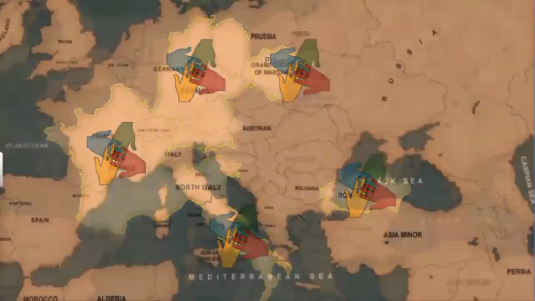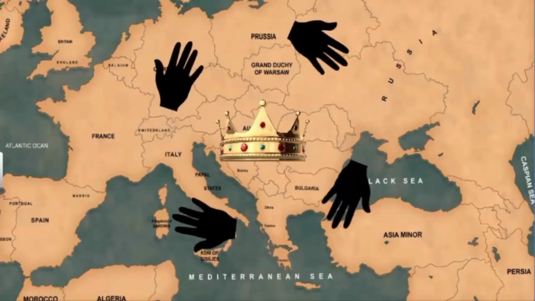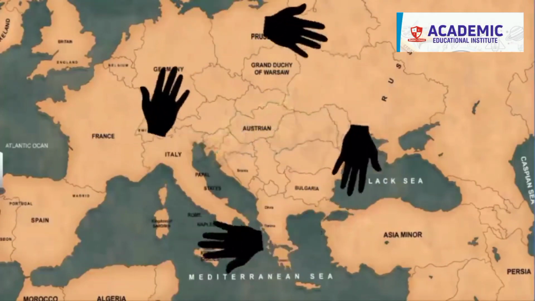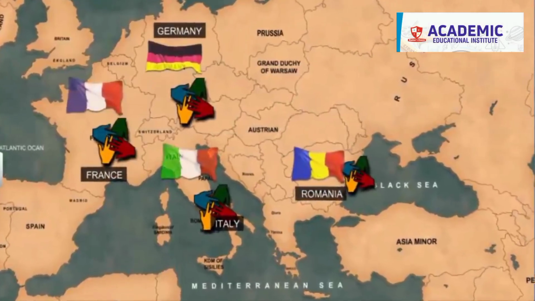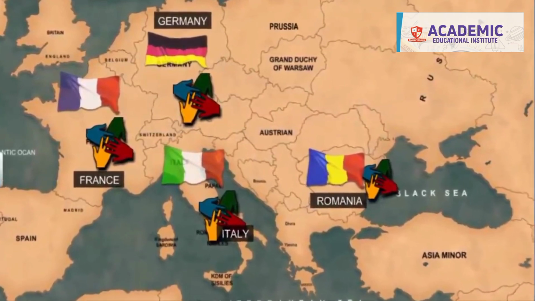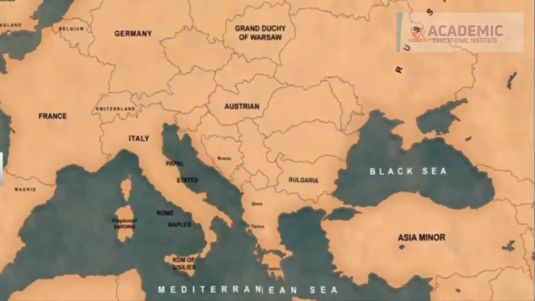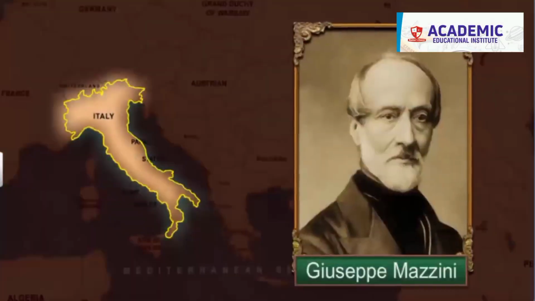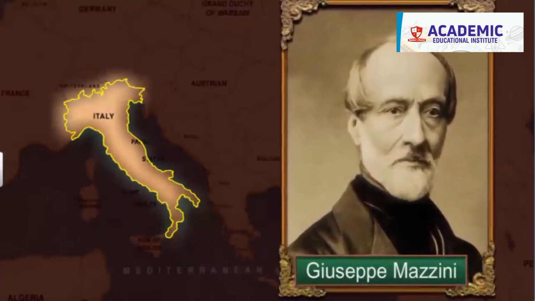The liberals, on the other hand, wanted to overthrow the monarchical structures that had been formed after the Vienna Congress. They realized that to overthrow the autocratic conservative order, the creation of nation-states was essential. The famous Italian revolutionary Giuseppe Mazzini was a man of such revolutionary ideas.